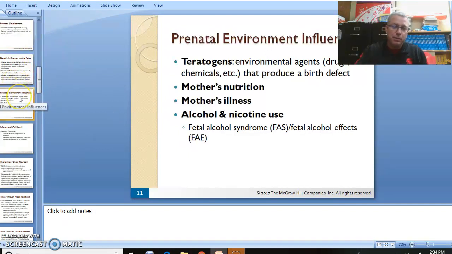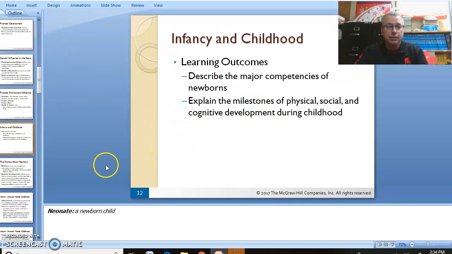Tobacco use has been known to cause lower birth weight, and that in and of itself can cause a lot of problems for babies. All right, so I am going to load this, and we'll start with infancy and childhood.